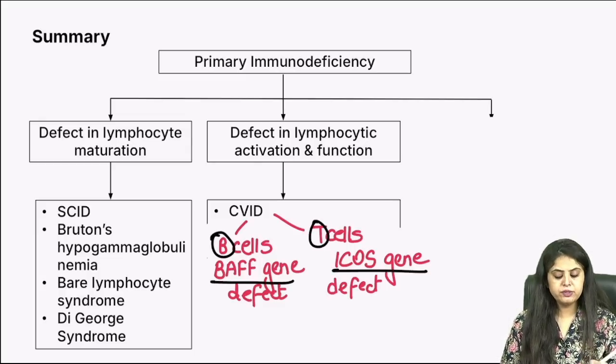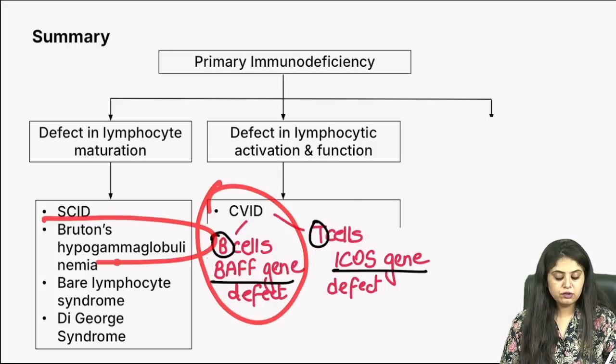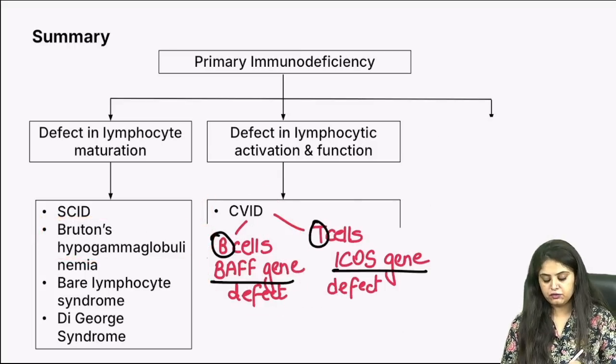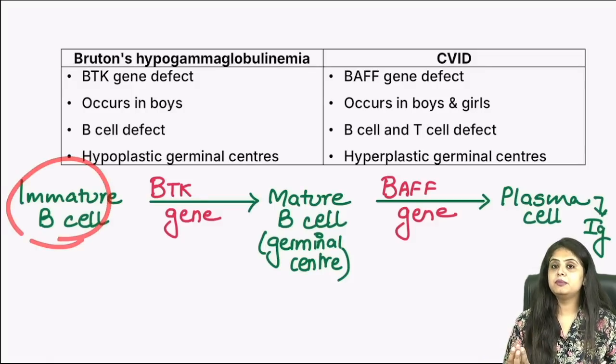Let me actually show you a difference. In CVID also B cells are going to be affected, and in Bruton's also B cells are affected. Then what's the difference? For that you need to understand the entire pathway of B cells. Initially B cells are babies and immature.